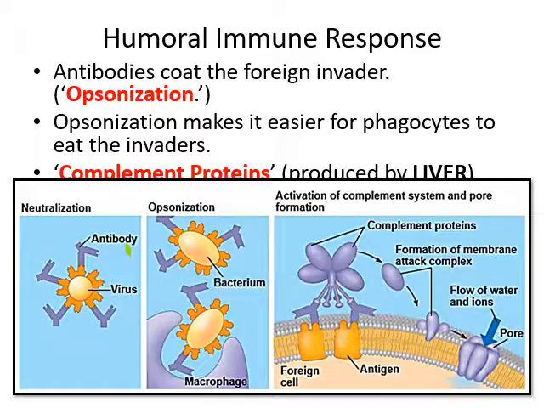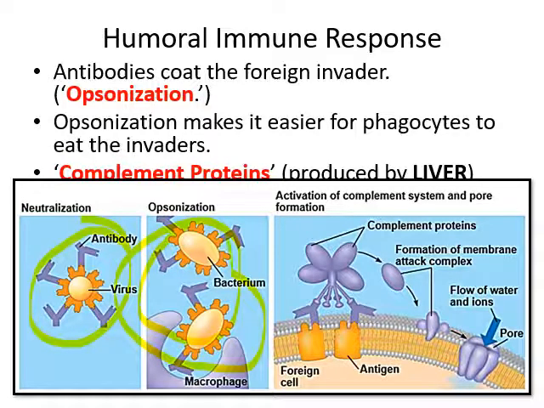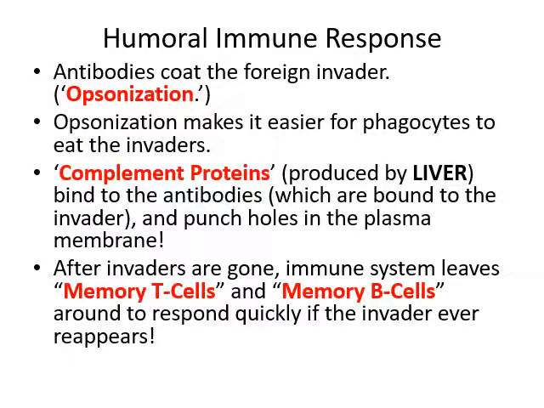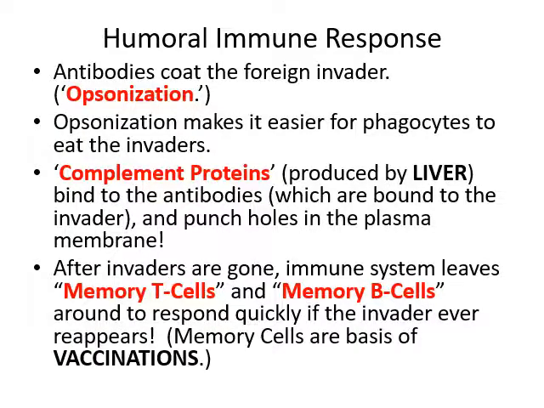So here we see opsonization by antibodies, followed by phagocytosis by phagocytes. And over here we see antibody opsonization, so the antibodies are stuck to the surface, and then these complement proteins that are produced by the liver bind to the antibodies and punch holes, pores, in the plasma membrane of the cell and destroy it that way. We leave behind memory cells.